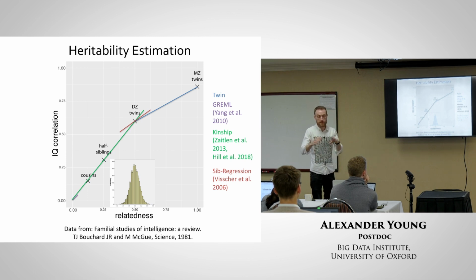Apart from indirect genetic effects between siblings can be an issue for this method, but apart from that, it's pretty robust. The main issue is it needs hundreds of thousands of genotyped sibling pairs to get precise estimates.